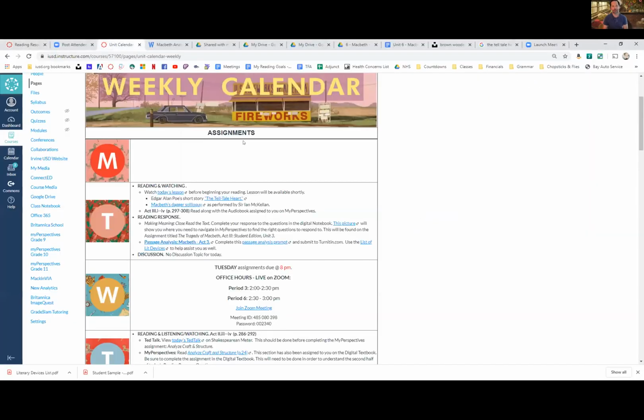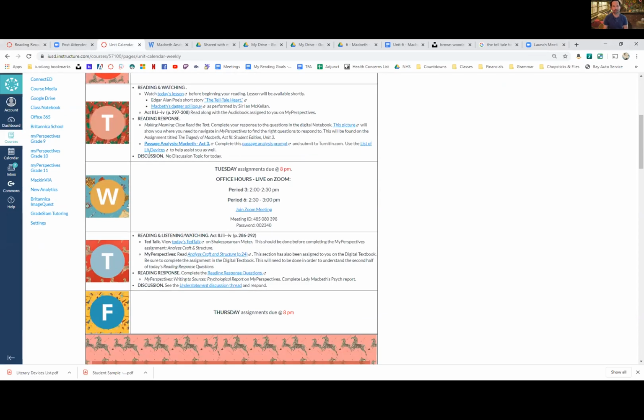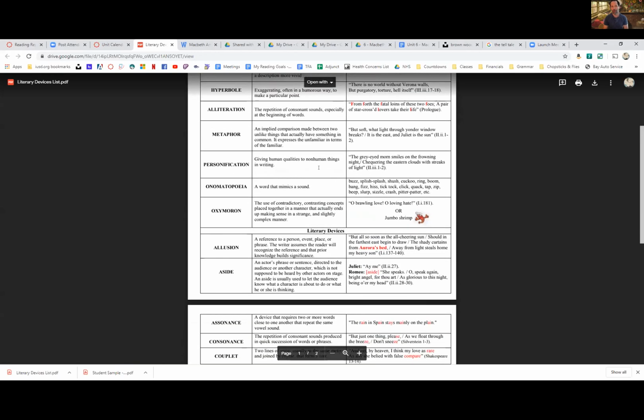Make sure I find the right one. So heading over to Canvas, looking at the screen, you'll notice right here, it says lit devices to help assist you as well. I'm just going to click on that, and that's going to give you a number of lit devices.